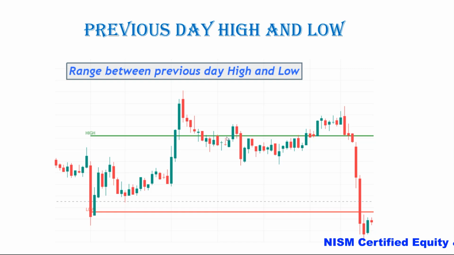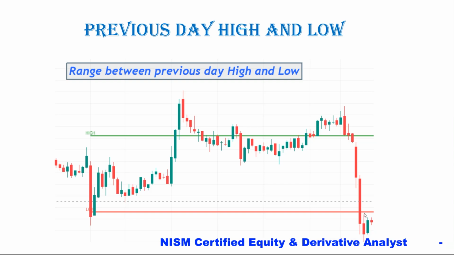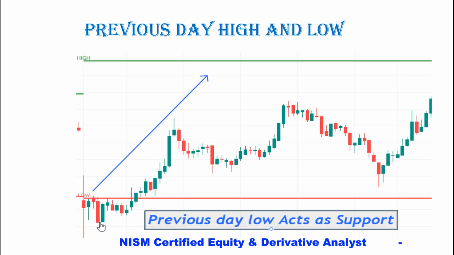Okay. So again we got the rejection. We got the breakout at the previous day high, and we got the green candle above that also, and we got the rejection exactly at the previous day high. Okay, and we can see that the price started falling, and the price took support again at the previous day low. So now we can see how the previous day low will act as the support.